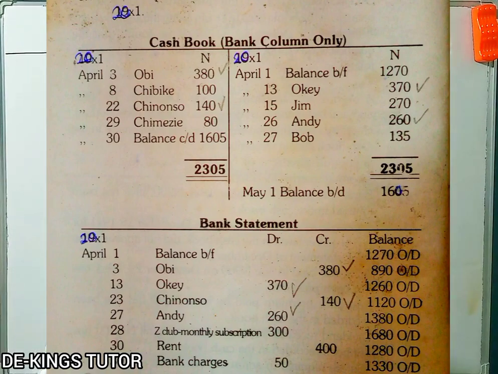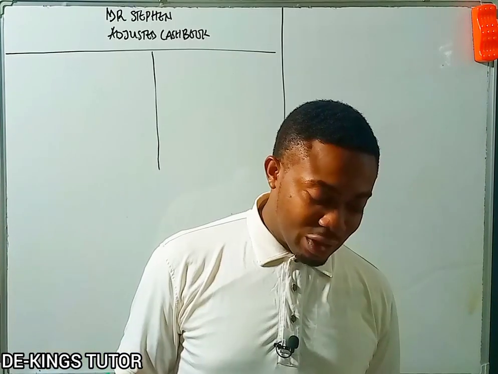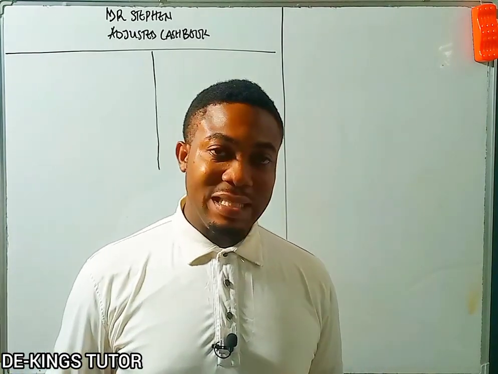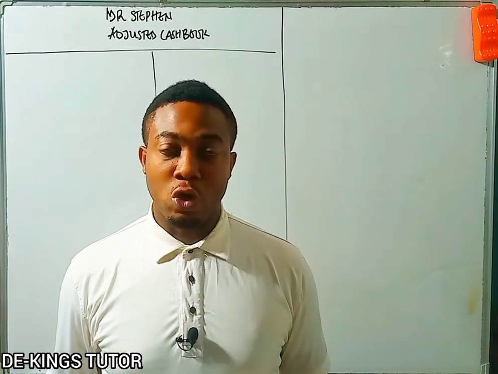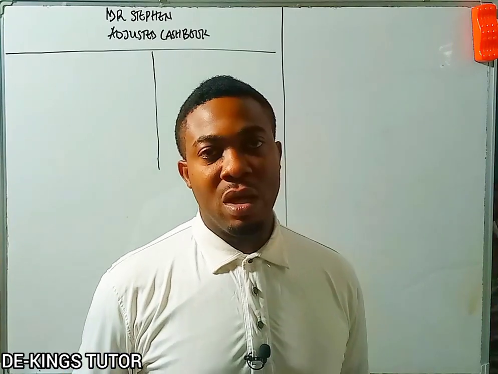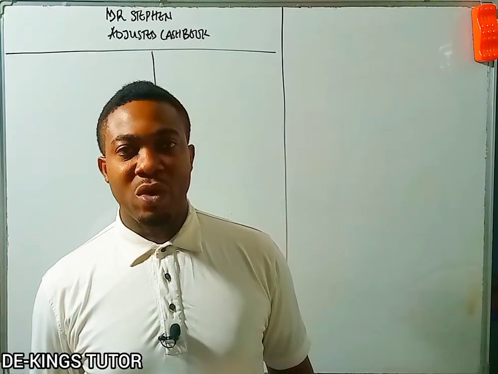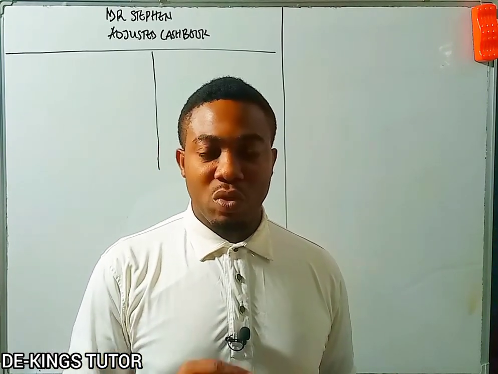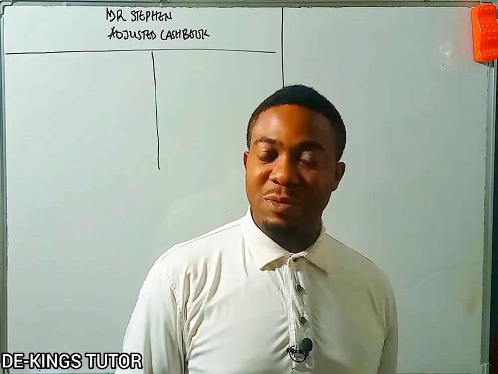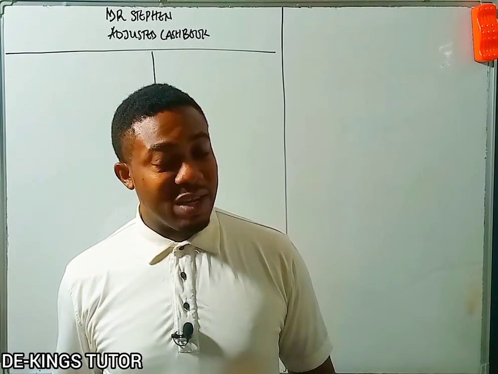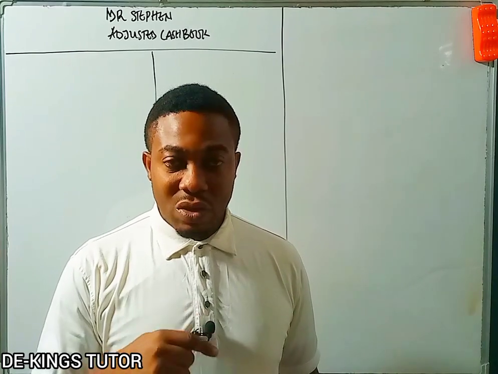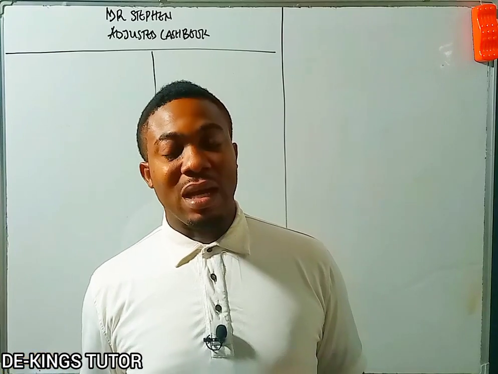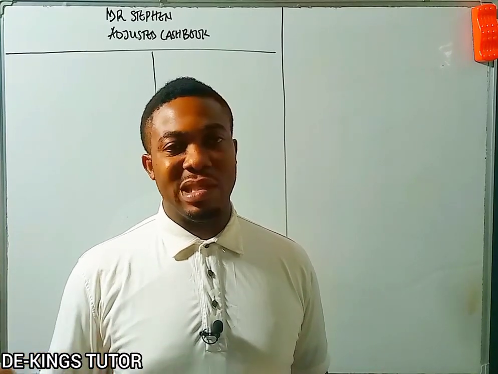Normally, the items on the debit side of the cash book are supposed to appear at the credit side of the bank statement, while the items at the credit side of the cash book are supposed to appear at the debit side of the bank statement. But most times they don't appear like that. So we're going to check and tick. Go to the cash book, check those items that appear on the debit side of the cash book against the items on the credit side of the bank statement. If you tick it, then those items on the cash book debit side that are not on the credit side of the bank statement, we call those uncredited checks.